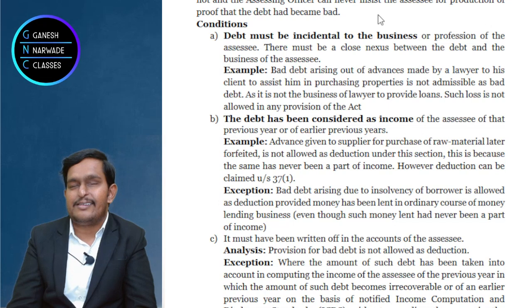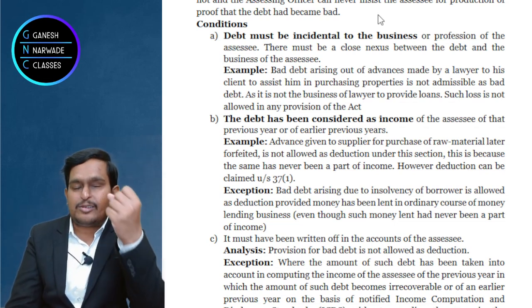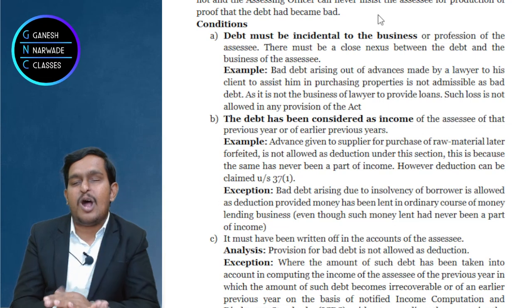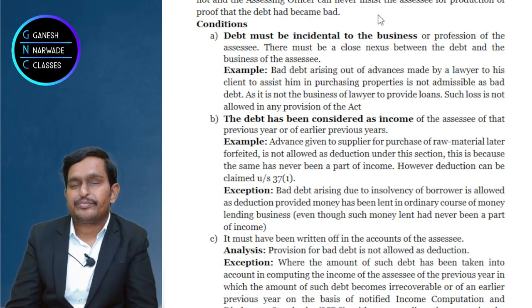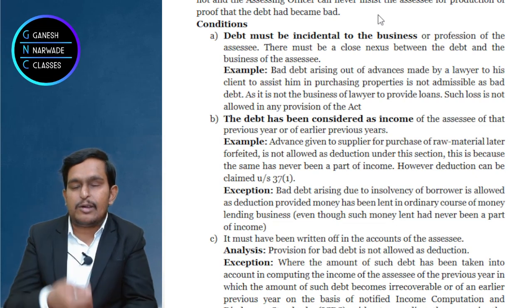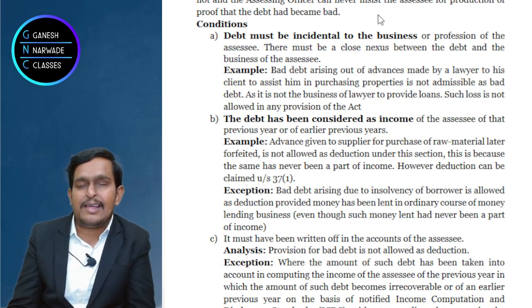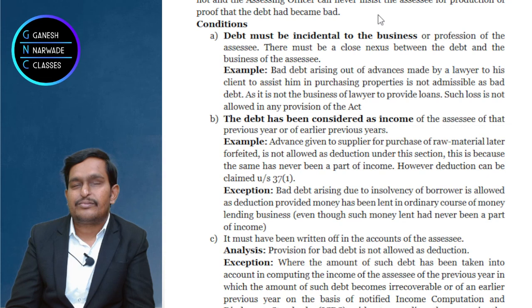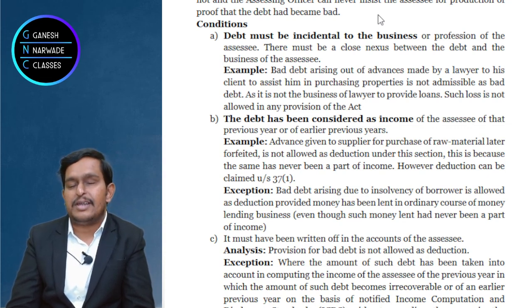The answer is, I think, absolutely no. Because when you pay an advance to your supplier, it is not treated as income. It may be in the course of business, but was it treated as income? It is not treated as income. So that's why you cannot claim it as bad debts.